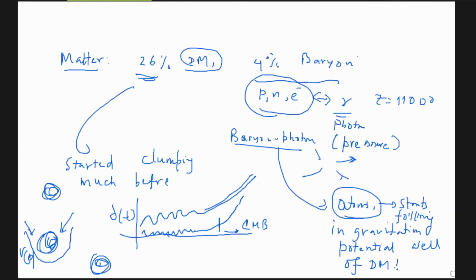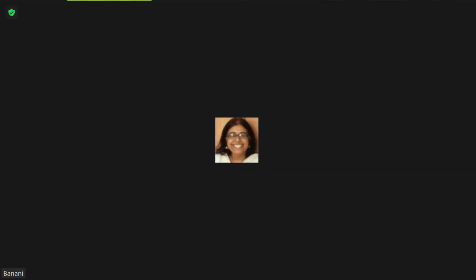So how the structure forms in the universe: we see visible matter, the galaxies, but actually dark matter first created the potential well at different places, and then baryons just fall on it. And dark matter potential is also very powerful because it is 26% of the universe. Is it clear?